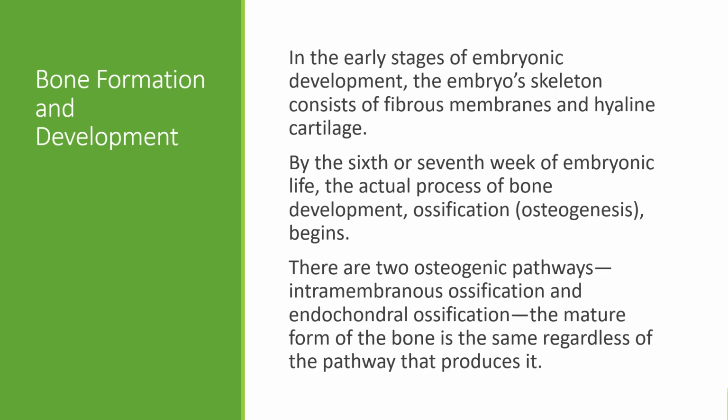How are bones formed and how do they develop? So in the early stages of embryonic development, the embryo skeleton, as I mentioned, is fibrous membranes, which we'll talk about in a few minutes, and hyaline cartilage, which I talked about already. By the 6th or 7th week of embryonic development, the actual process of bone development, ossification, and osteogenesis begin. There's two different osteogenic pathways that we're going to talk about: intramembranous ossification and endochondral ossification. The mature form of the bone is the same regardless of the pathway that produced it.